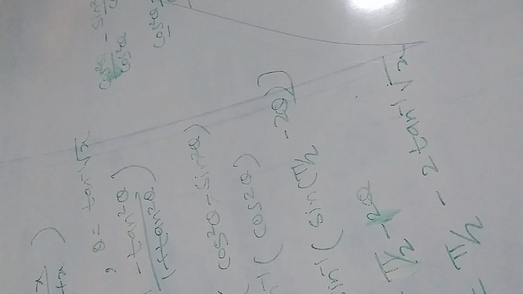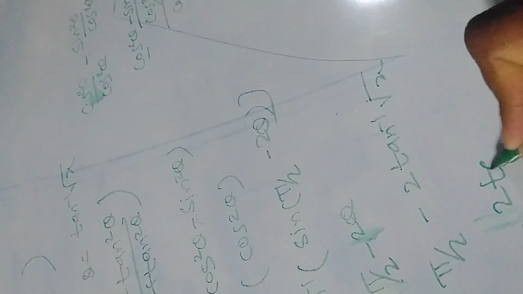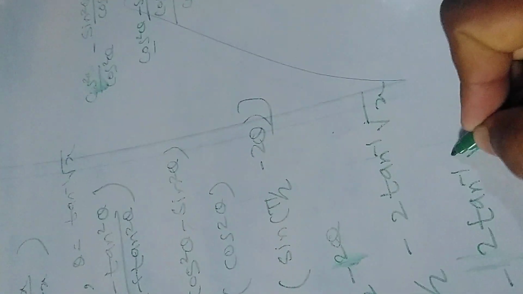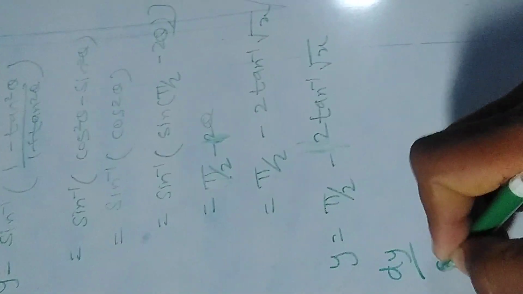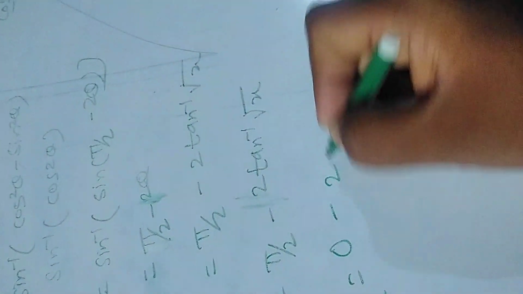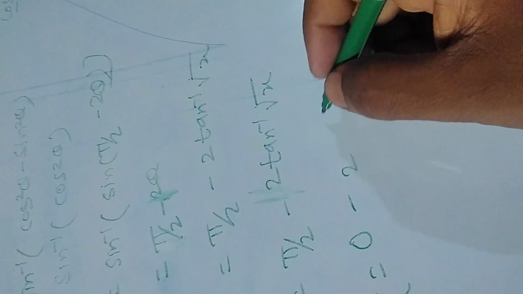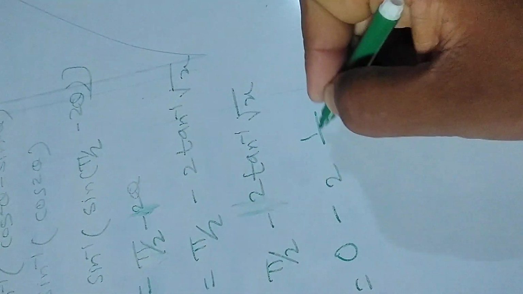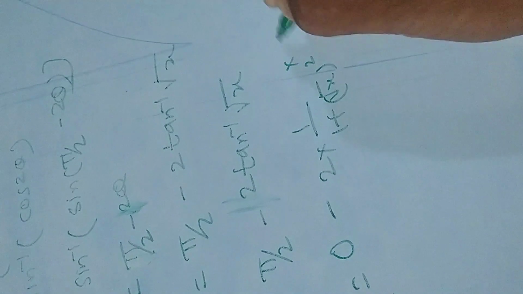So we have to find the derivative of the term pi by 2 minus 2 tan inverse of under root x. So dy by dx, differentiating with respect to x: the derivative of pi by 2 is 0. Minus 2 as it is. Derivative of tan inverse of under root x. What is the derivative of tan inverse of under root of x? 1 upon 1 plus under root x whole square, into the derivative of under root x.